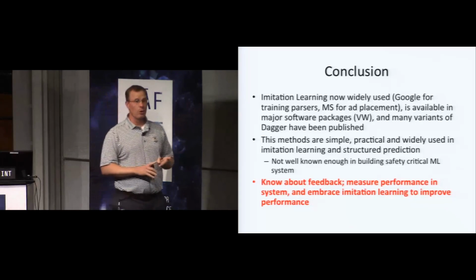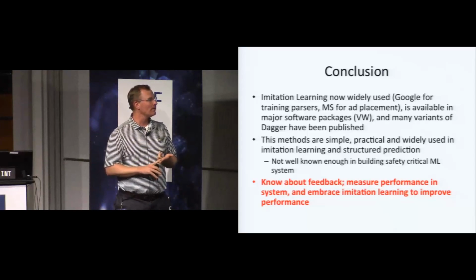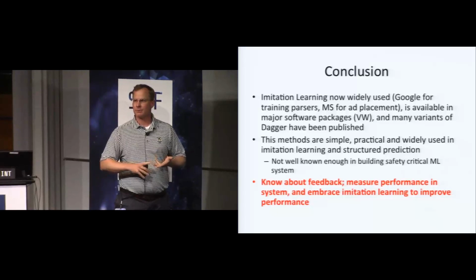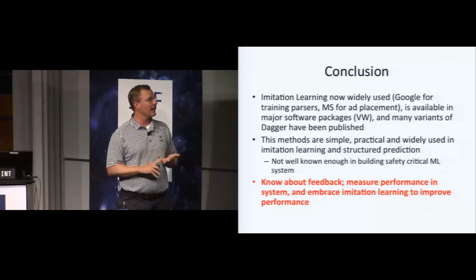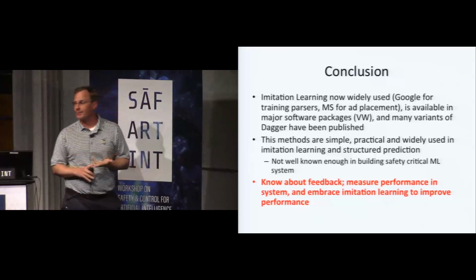And at a high level, if you're building any ML system, you should know about feedback. You should always measure your performance in system in situ, as opposed to on test data you've dumped out. And you should embrace imitation learning to improve performance. And that's it.